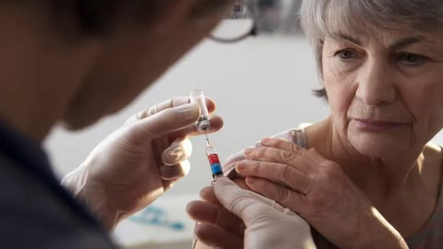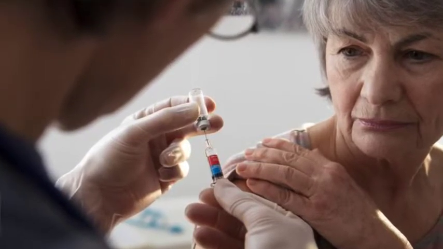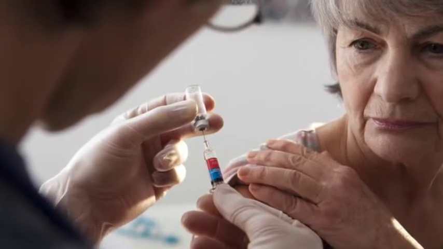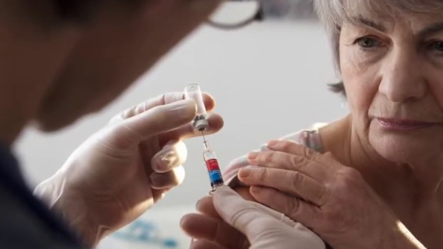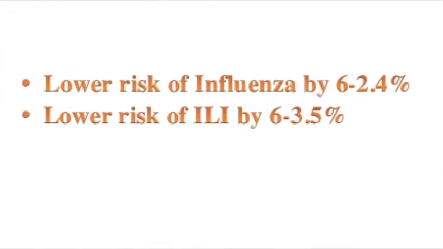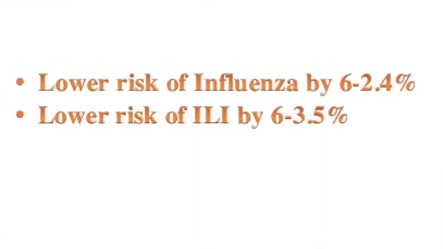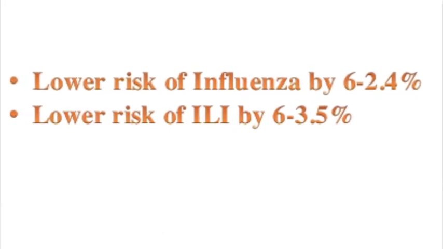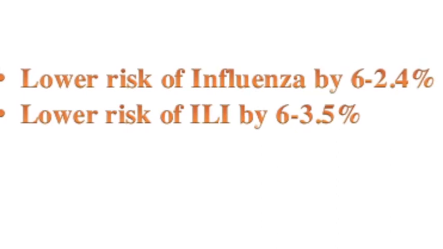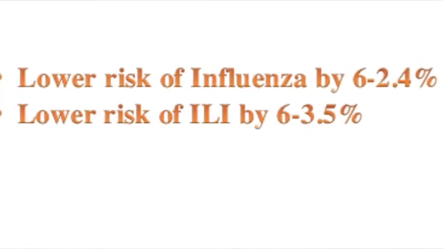It is also critical to vaccinate all residents within the facility, as though vaccine efficacy is lower in elderly than in adults, it still has benefit. A study shows that older adults who receive the influenza vaccine are at lower risk of influenza infection compared with placebo, by 6% to 2.4%, and have a reduced risk of influenza-like illness, by 6% to 3.5%.